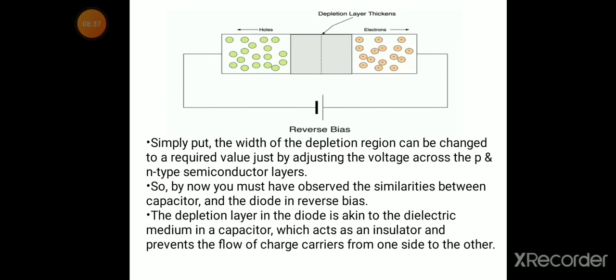So, by now you must have observed the similarities between a capacitor and the diode in reverse bias. The depletion layer in the diode is akin to the dielectric material in a capacitor, which acts as an insulator and prevents the flow of charge carriers from one side to the other.